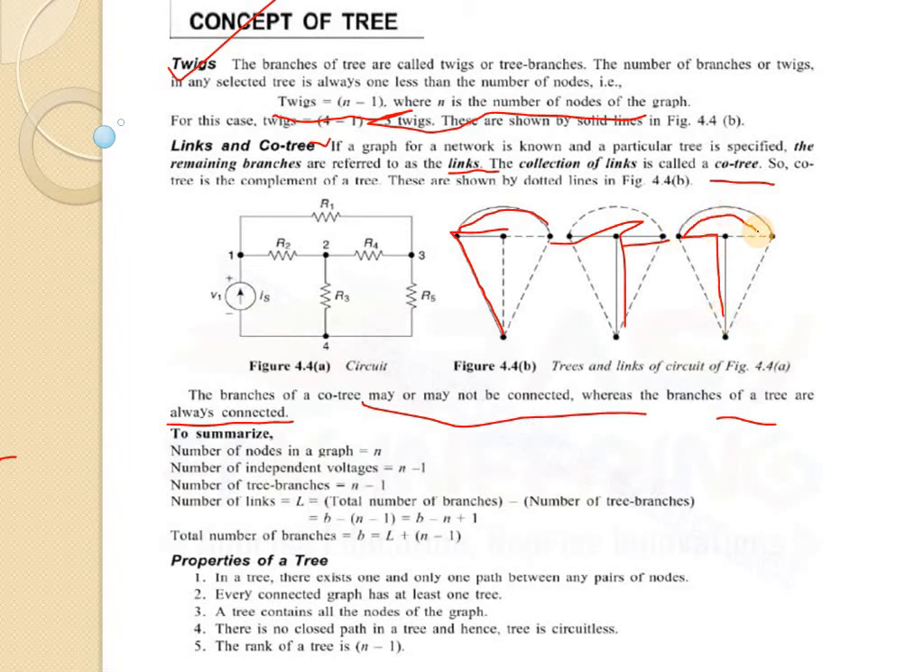These are all trees, and the dotted line which combines the closed path, that is basically the links of the tree. Okay, links of the graph.